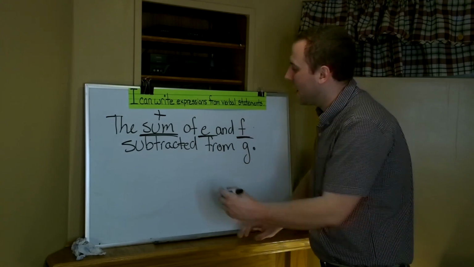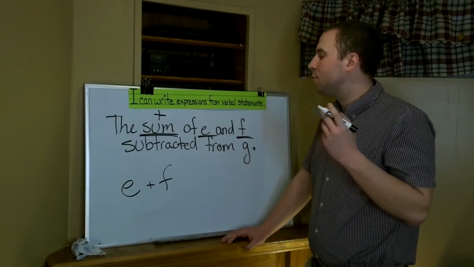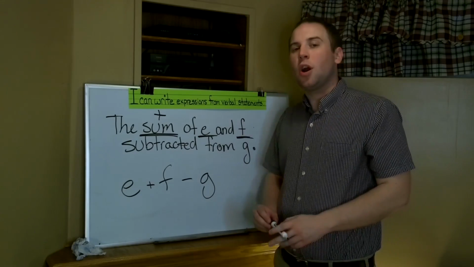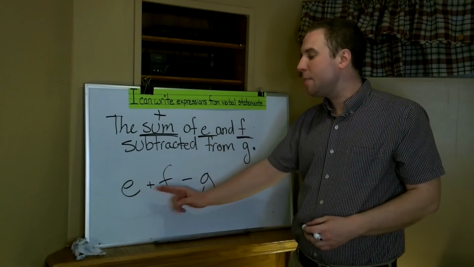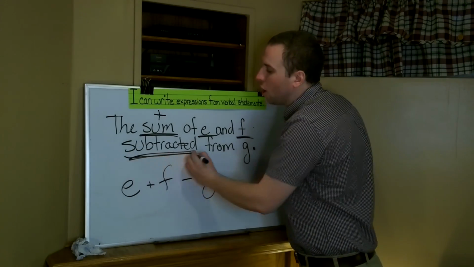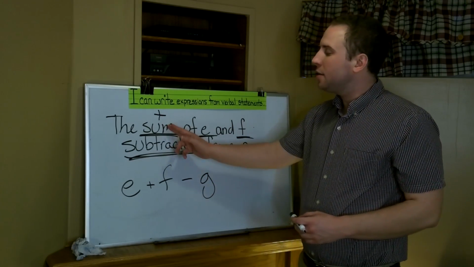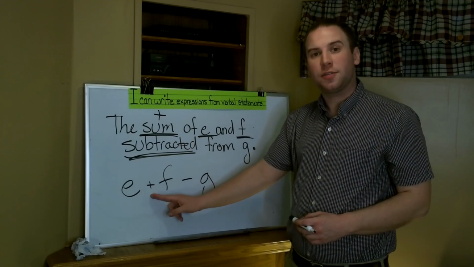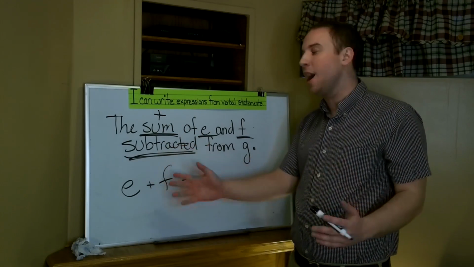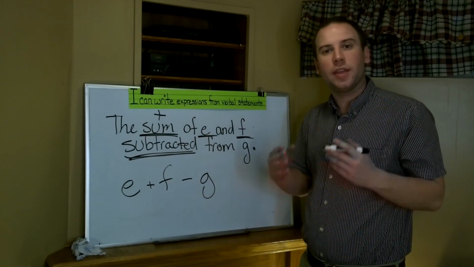What two variables are we going to be adding together? E and F, correct. So the sum of E plus F subtracted from G. So our expression would be E plus F minus G. And the way, again, that we look at this is we always look at order when looking at a verbal expression. Because sum is first, we're going to do our plus first. Had subtraction been first, we would do subtraction first. But because in our sentence, sum is first, we always start with plus.